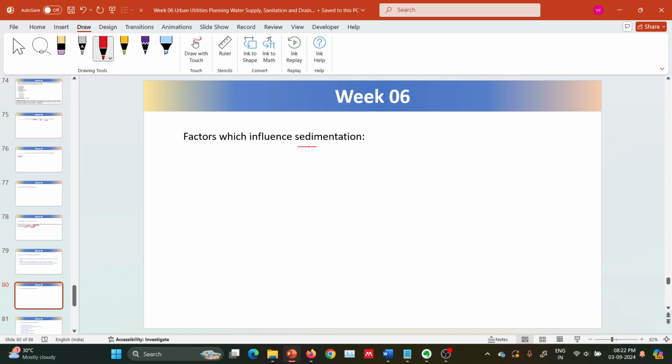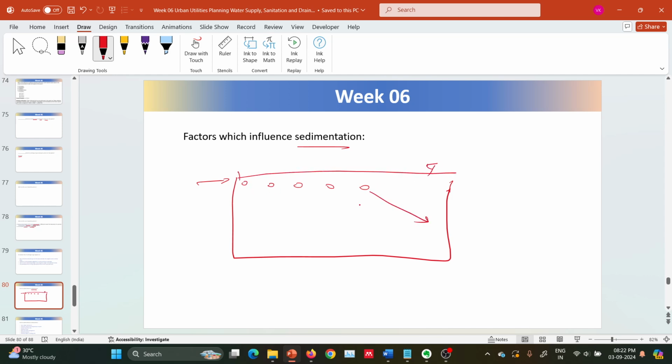Factors that influence sedimentation. What is sedimentation? We'll just study in general. Sedimentation is nothing but the settling of suspended solids in water. If we reduce the velocity of water, they will settle with the help of gravity. This is called sedimentation. So sedimentation depends on the density of water, the viscosity of water, and the size of the particle, the diameter of the particle, which tells us the settling velocity of the particle.